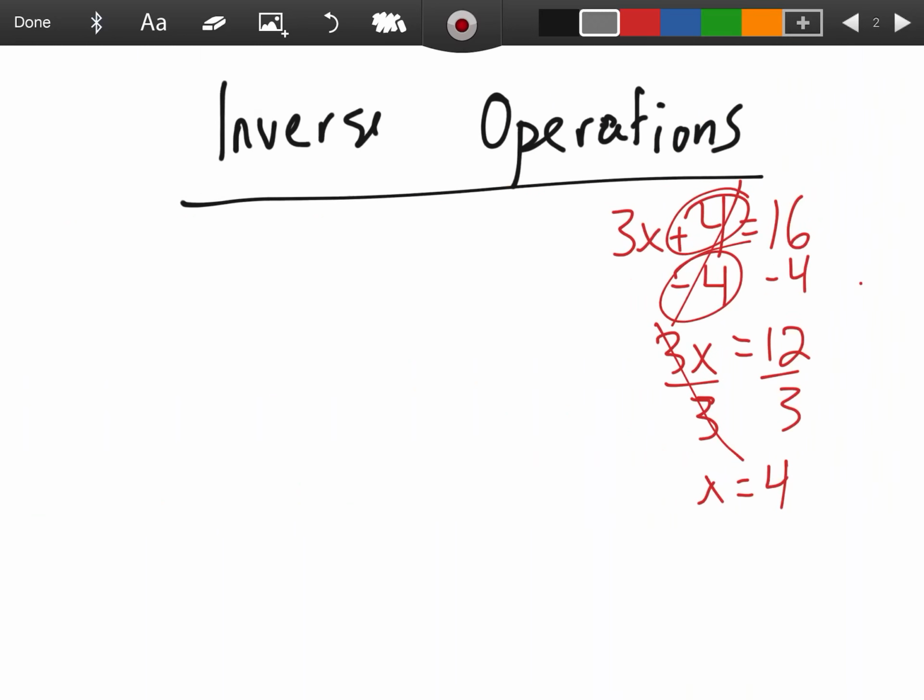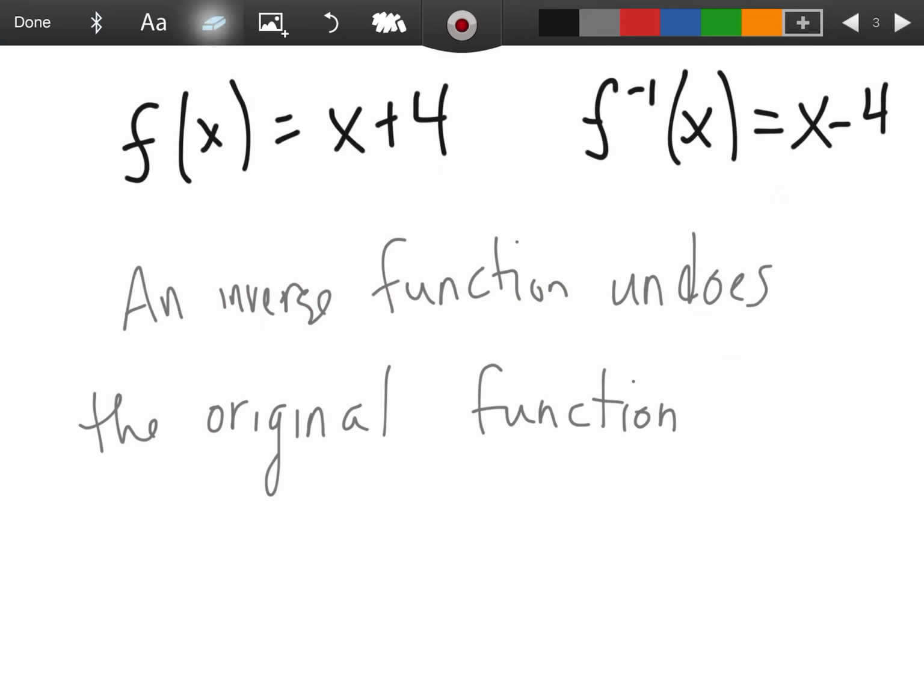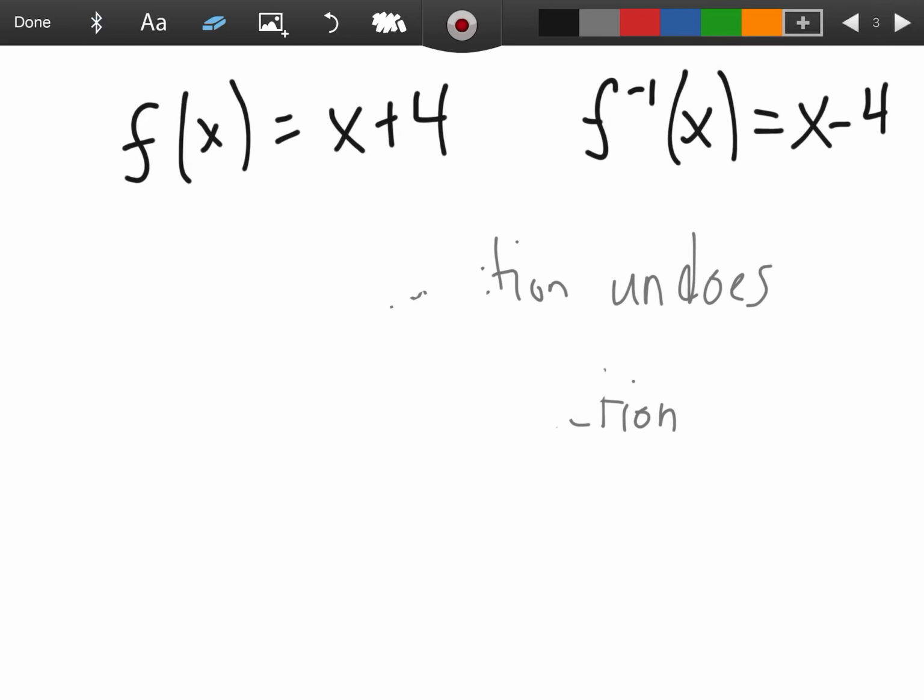So when we go back to here and we see 3x plus 4, well, how do we undo that addition of 4? We subtract 4. 3 times x, how do we undo that multiplication of 3? We divide by 3. All right, so that's what we're doing with these inverse operations. I'm going to erase this little definition that I had written out. Now here, I just wrote that out. I said f of x equals x plus 4. Let's just say that we have some function f of x equals x plus 4.